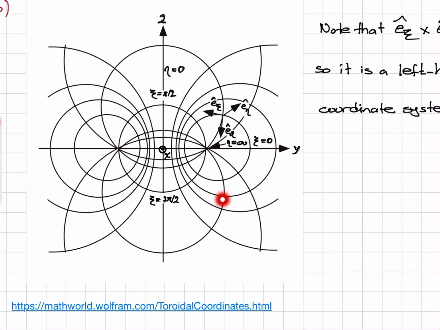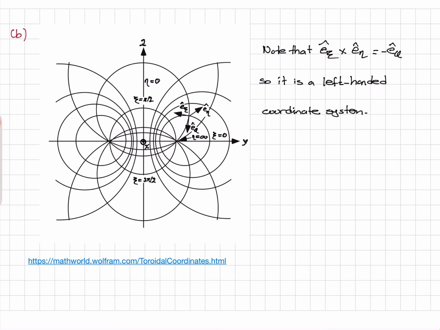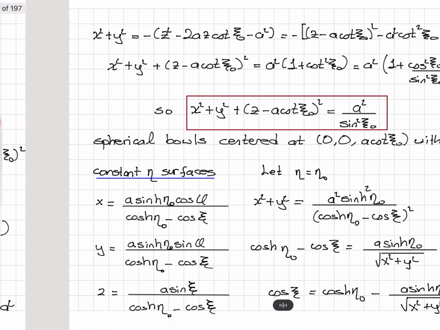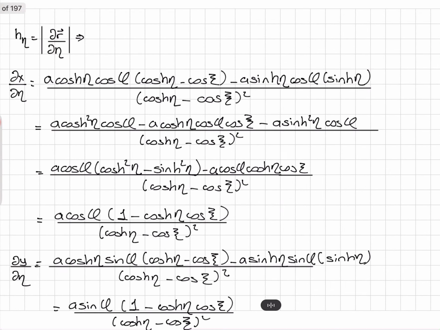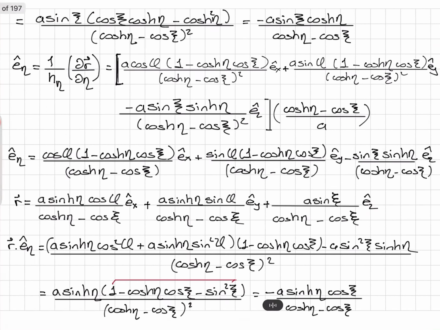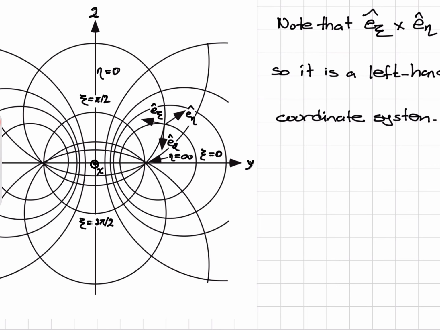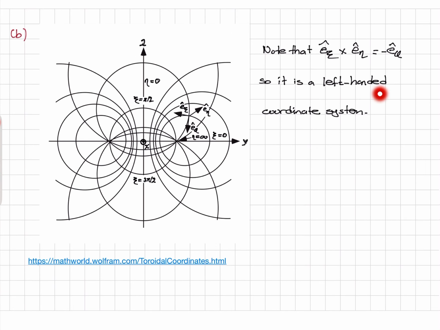So these are our toroids here, and you can see the unit vectors e psi hat, e eta hat, and e phi hat. Now you can notice that for the system consisting of psi, eta, and phi, which was the way this was defined, e psi hat cross e eta hat is what we need to look at to decide if this is a right-handed coordinate system. E psi hat cross e eta hat gives us a vector pointing in the minus e phi hat direction. Therefore, this is a left-handed coordinate system.